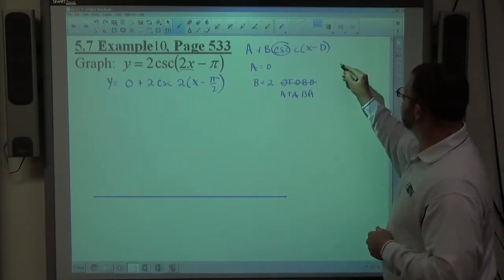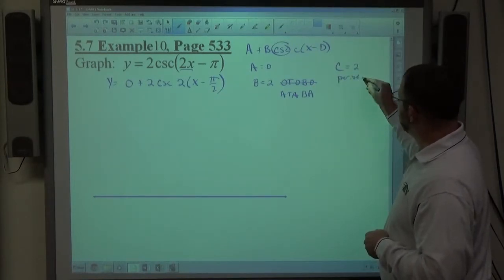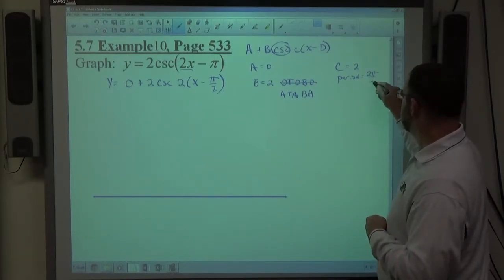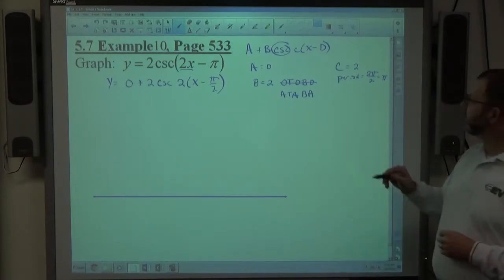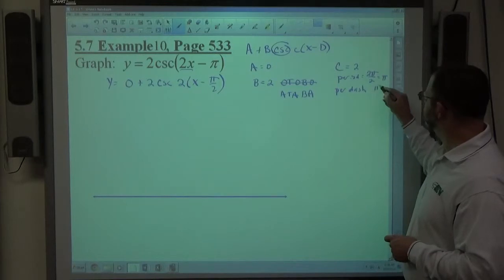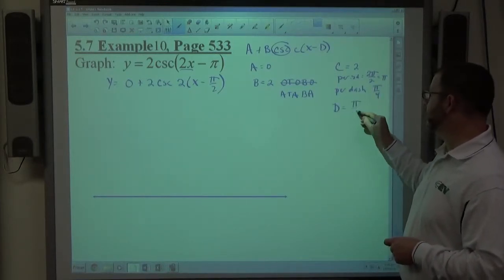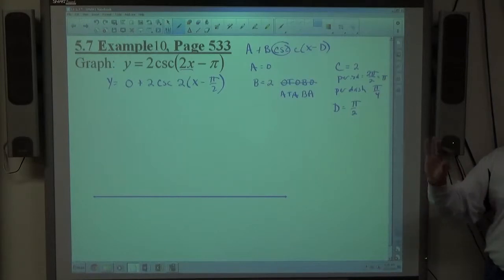The other thing I can see here, of course, c is equal to 2, which means the period is going to be 2 pi over 2, better known as pi. And that means per dash is going to be pi over 4. And my phase shift d is equal to positive pi over 2. Now just for the sake of doing this correctly, and because again there will be times when you have to put the dashes marked, I'm going to mark the dashes on this one.